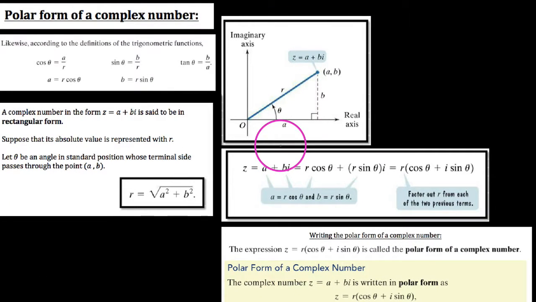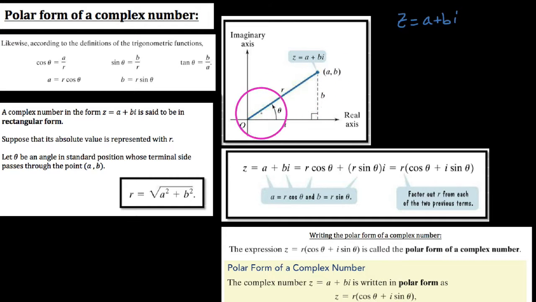Okay, YouTube, in this video what we're going to do is set up the relationship between complex numbers in rectangular form, that is to say, some complex number a plus bi, and it in polar form. And so let's go ahead and take a look at this situation that we have here and then explore these relationships.